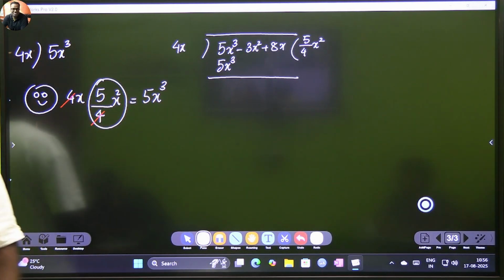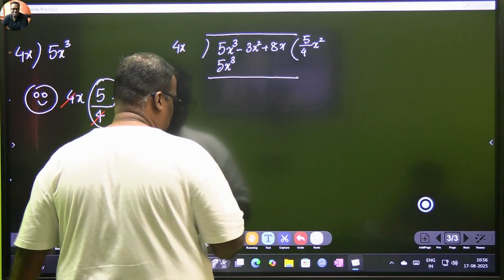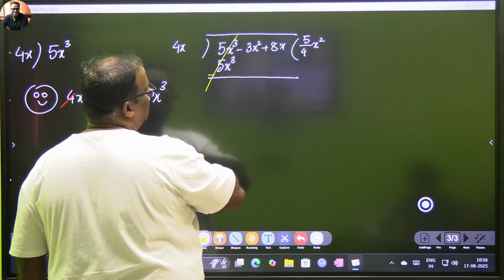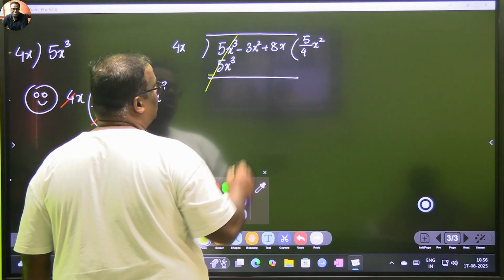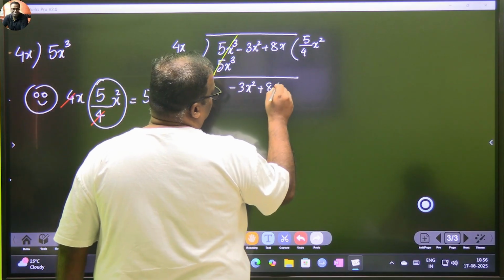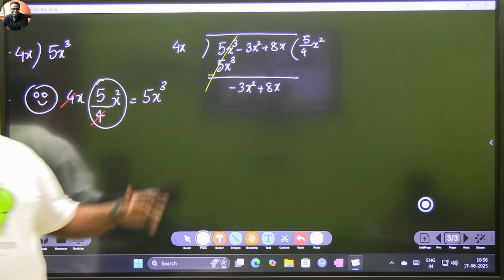Have you understood? So it becomes 5x cube. Yes, Abhiyan, just see. So we've swapped the sign. This gets cancelled. Now the rest of the terms come below, just like rotten mangoes from the tree. Now you need to get a negative 3x square. This is a very interesting problem. Now get a negative 3x square.